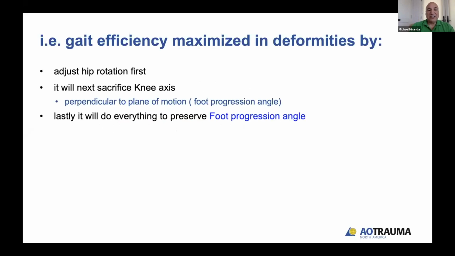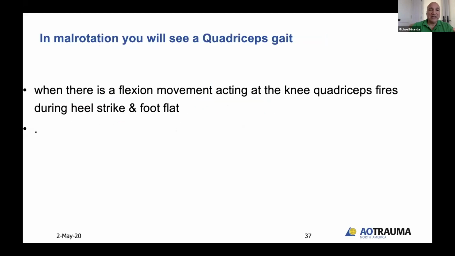So again, just saying this differently, if you've got a deformity, you're going to notice that there are hip rotation changes first. Next, it'll sacrifice the knee axis, but it'll do everything to keep that foot progression angle within 0 to 6 degrees. So if you see somebody whose foot progression angle is off, they're already at the end of their capacity for tolerating and accommodating to that.